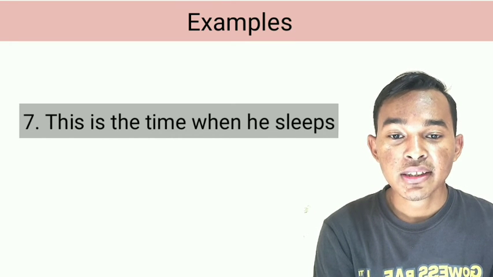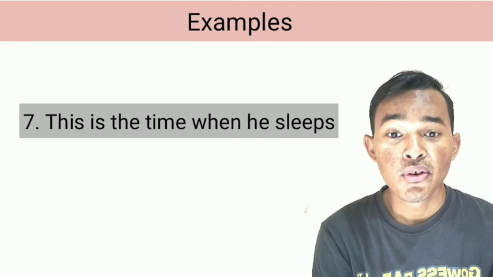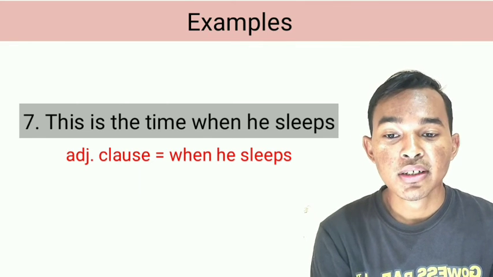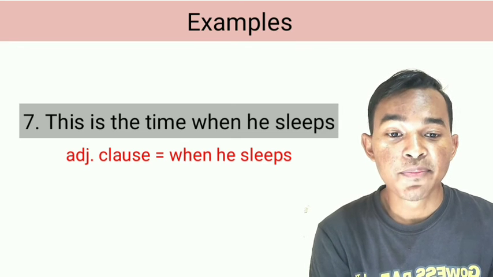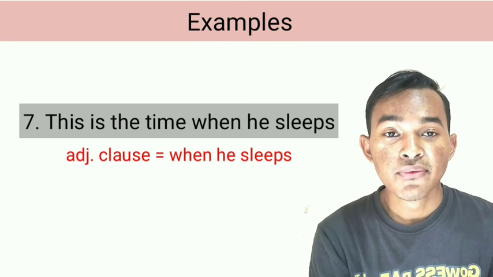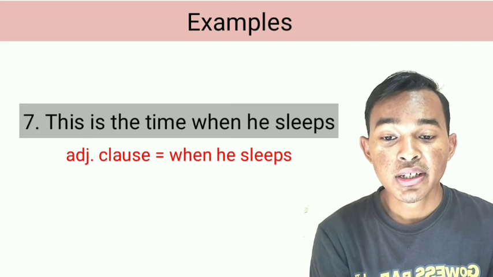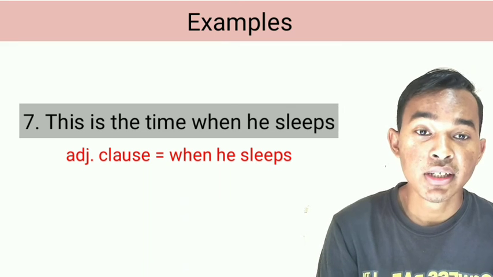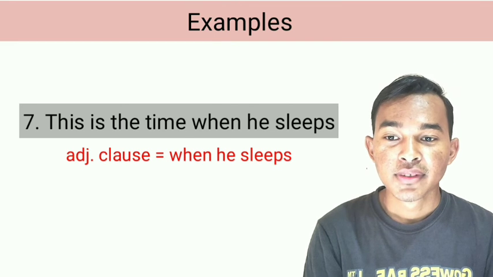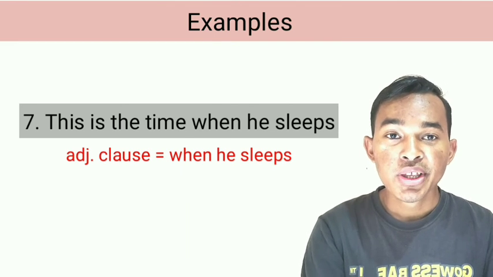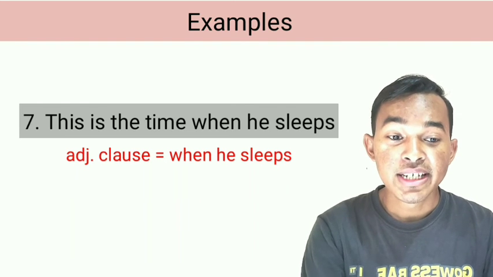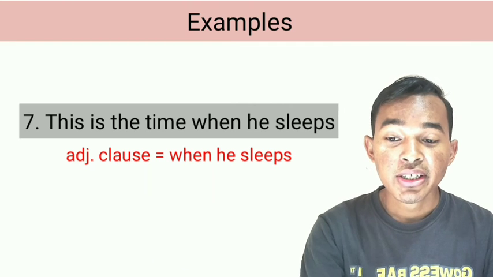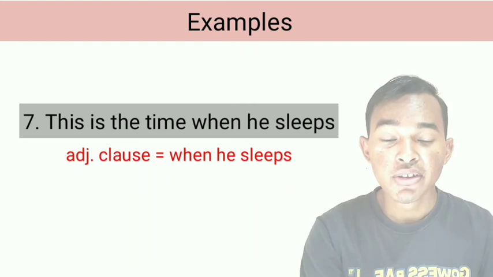7. This is the time when he sleeps. So, when he sleeps is an adjective clause. When is the conjunction, he is the subject, sleeps is the verb. So, when he sleeps is an adjective clause giving information about the noun time. This is the time. Which time? When he sleeps. So, when he sleeps is an adjective clause giving information about the noun time.